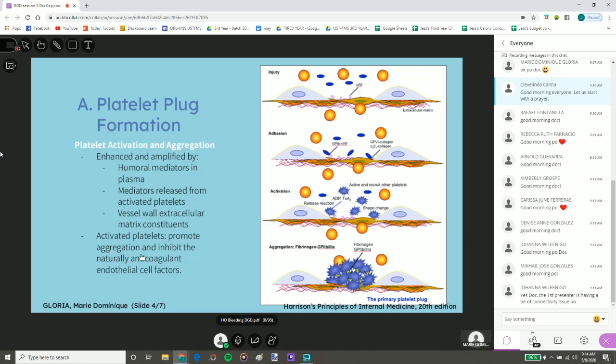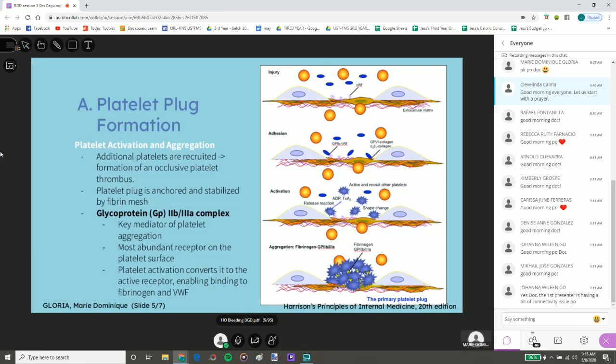Next, you have your platelet activation and aggregation, and this is enhanced and amplified by the humoral mediators in your plasma, and these mediators are released from your activated platelets and vessel wall extracellular matrix constituents. Your activated platelets promote aggregation and inhibit the naturally anticoagulant endothelial cell factors. And additional platelets are recruited, which leads to the formation of an occlusive platelet thrombus. And this platelet plug is anchored and stabilized by a fibrin mesh.